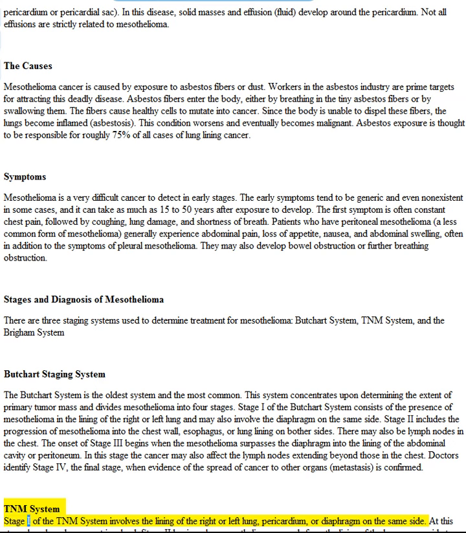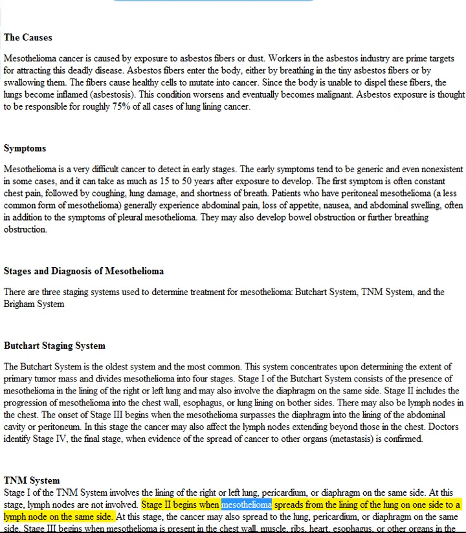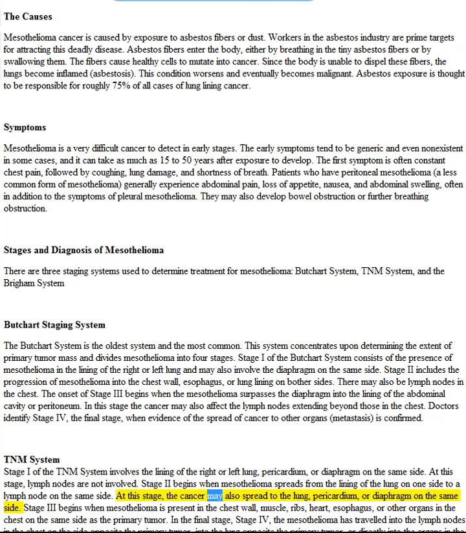TNM system. Stage I of the TNM system involves a lining of the right or left lung, pericardium, or diaphragm on the same side. At this stage, lymph nodes are not involved. Stage II begins when mesothelioma spreads from the lining of the lung on one side to a lymph node on the same side. At this stage, the cancer may also spread to the lung, pericardium, or diaphragm on the same side. Stage III begins when mesothelioma is present in the chest wall, muscle, ribs, heart, esophagus, or other organs in the chest on the same side as the primary tumor.